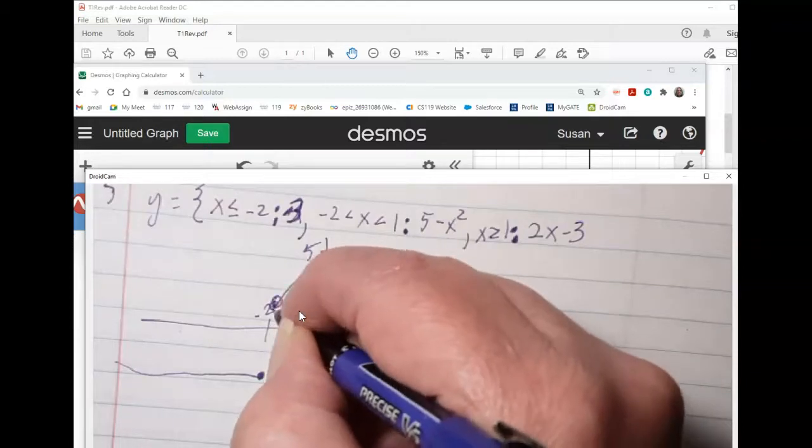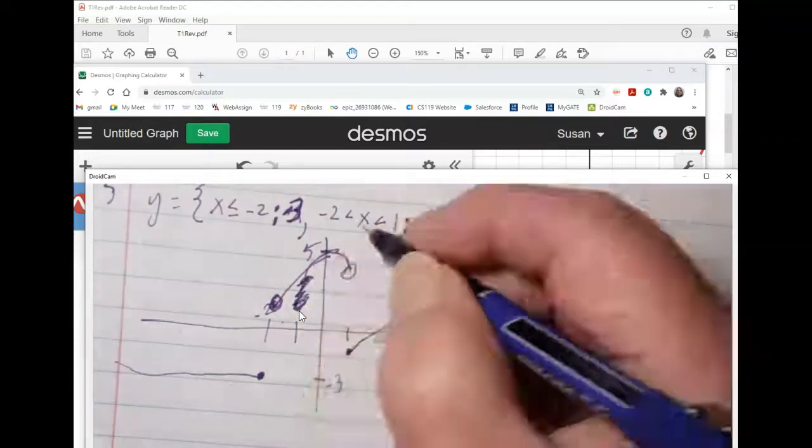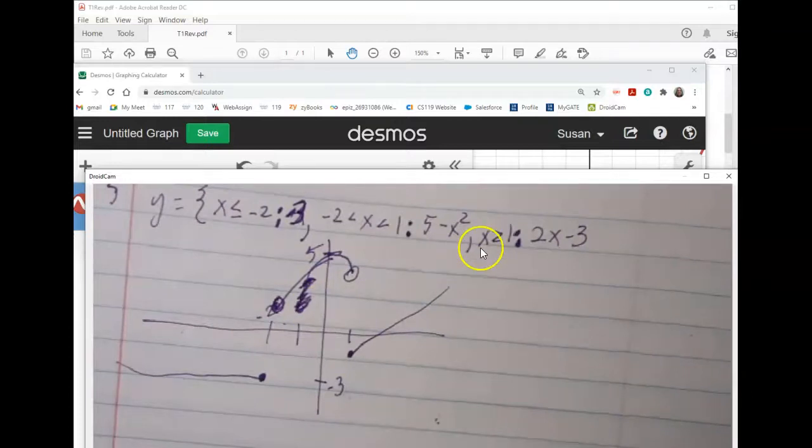with an open circle. So I missed that just a little bit, and that's how easy it is to make the mistake. I'll leave it in the video so that you can see it's fairly easy to make mistakes, so just be careful.